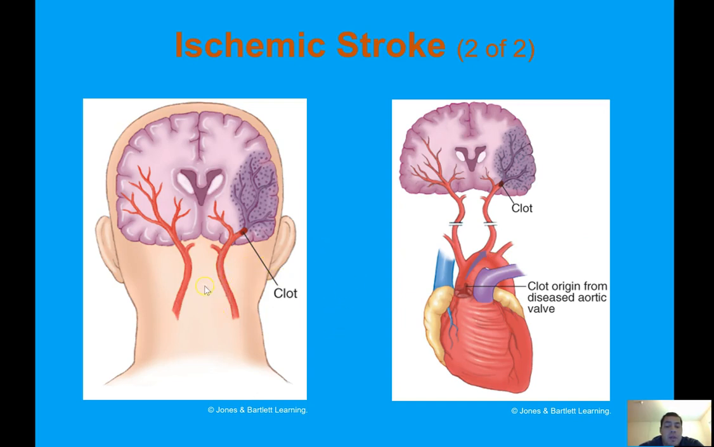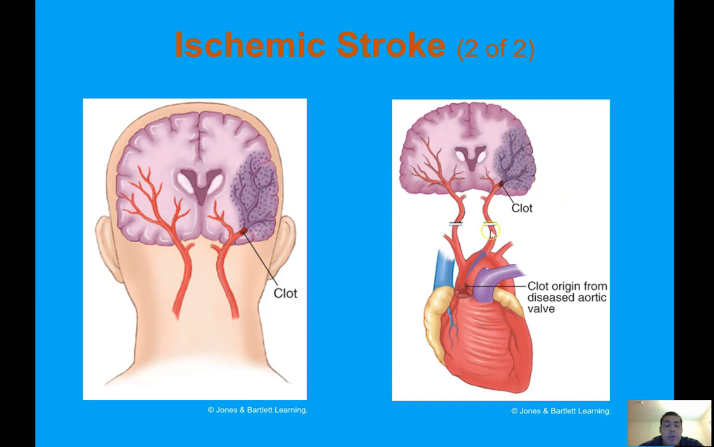So here's an example of an ischemic stroke. You guys have a clot right here, and it's blocking off blood flow to this part of the brain. So remember how long cells or the brain could last without oxygen before they start dying off and you're going to start having deficits. And this is an embolism that broke loose. Clot or origin from diseased or aortic valve. It breaks off and travels all the way up to the brain and gets stuck, and then blocks off blood flow to that part of the brain.